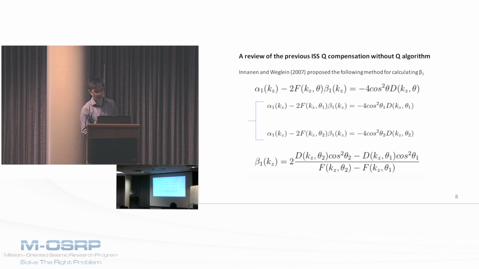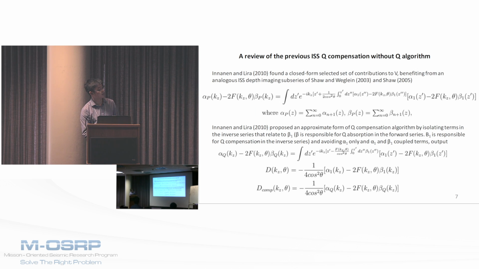Here kz is the vertical wave number, and theta in the data is a free variable. So we can choose two different theta, the incident angle of the plane wave, theta 1 and theta 2, and combine these two equations to solve for beta 1. In the previous algorithm, there is an integral of beta 1. To calculate this integral, the zero frequency or low frequency, the low kz or zero kz component of beta 1, is crucial.